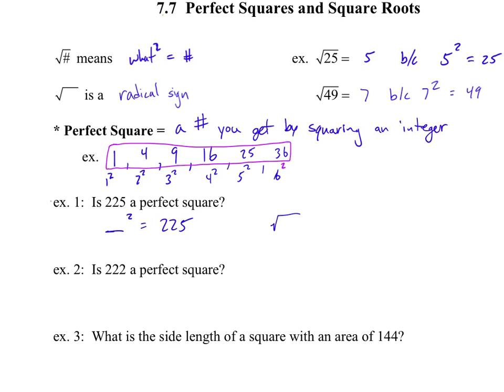It'll show the symbol on your calculator, and there's a parenthesis too. Then type in 225 and hit equals. You get 15. Can we check it? 15 squared, 15 times 15, equals 225. It works, so 225 is a perfect square. Pretty easy when you have the calculator there.